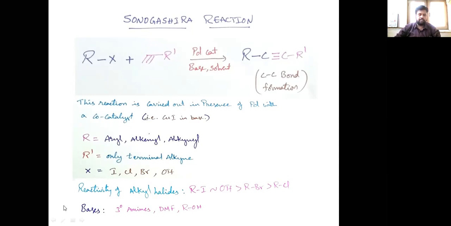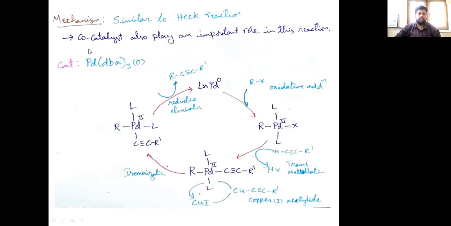And here we use bases such as tertiary amines, DMF, or alcohols, meaning ROH, right? This mechanism is similar to the Heck reaction. The co-catalyst also plays an important role in this reaction, and the catalyst is a palladium species. So here, same oxidative addition. All the coupling reactions have the same type of catalytic cycle. Only the position changes, or any base or catalyst changes. Everything else will be the same, right?